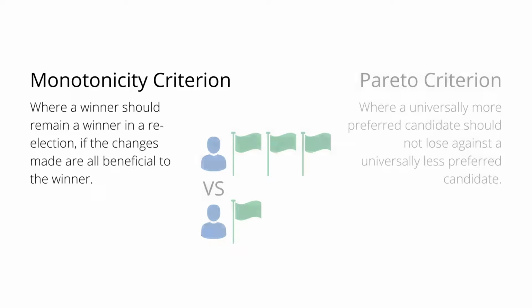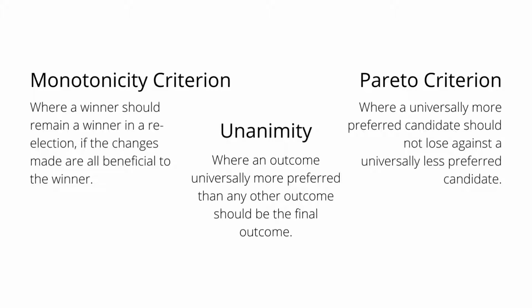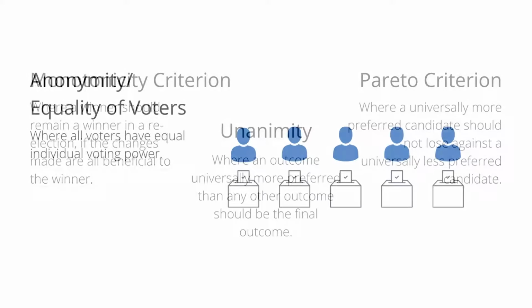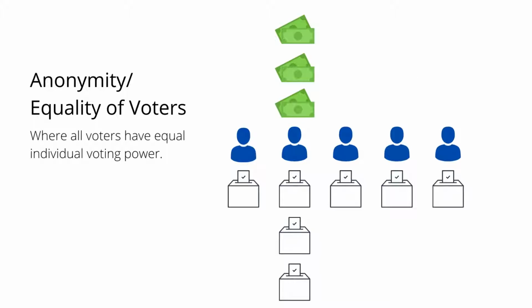Pareto criterion, where a universally more preferred candidate should not lose against a universally less preferred candidate. Unanimity, where an outcome universally more preferred than any other outcome should be the final outcome. Anonymity or equality of voters, where all voters have equal individual voting power.